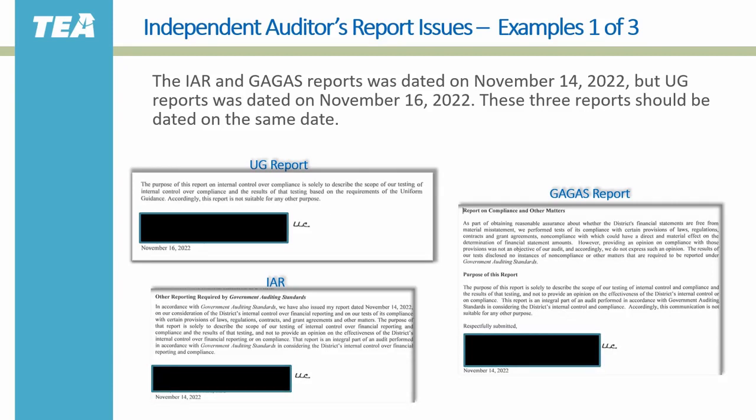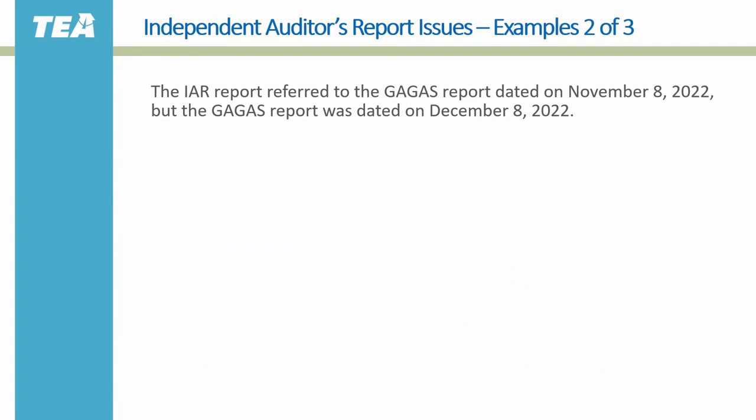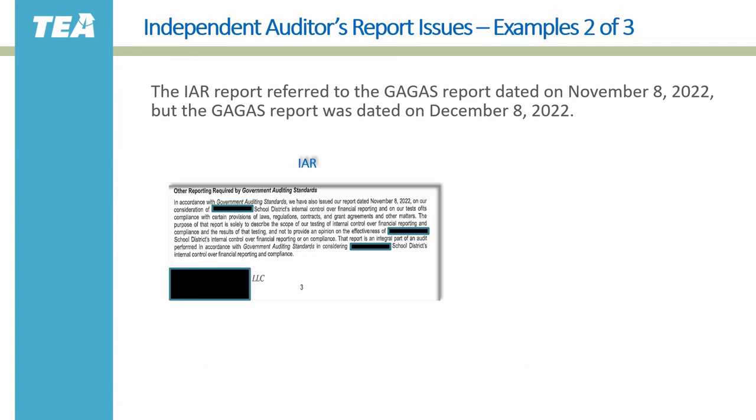Here are 3 reports from one school district's AFR. The Uniform Guidance Report on the top was dated on November 16, 2022. However, the Independent Auditor's Report and the GAGAS Report were both dated on November 14, 2022. These 3 reports should be dated on the same day. Here is another example related to inconsistent report date.